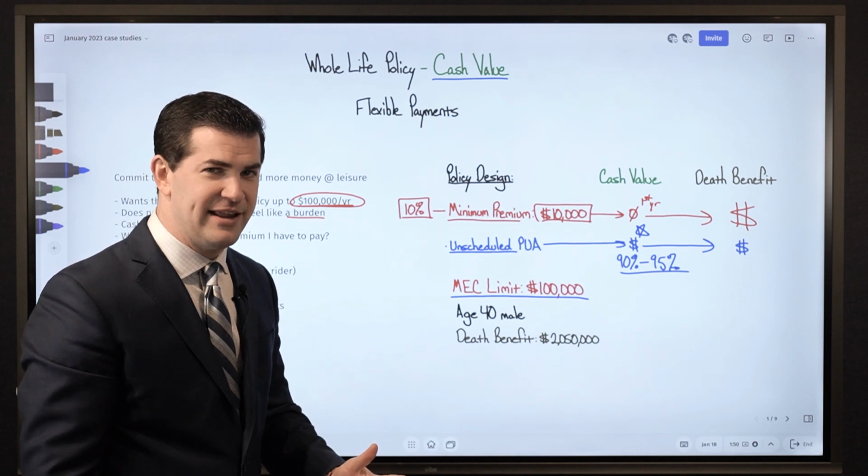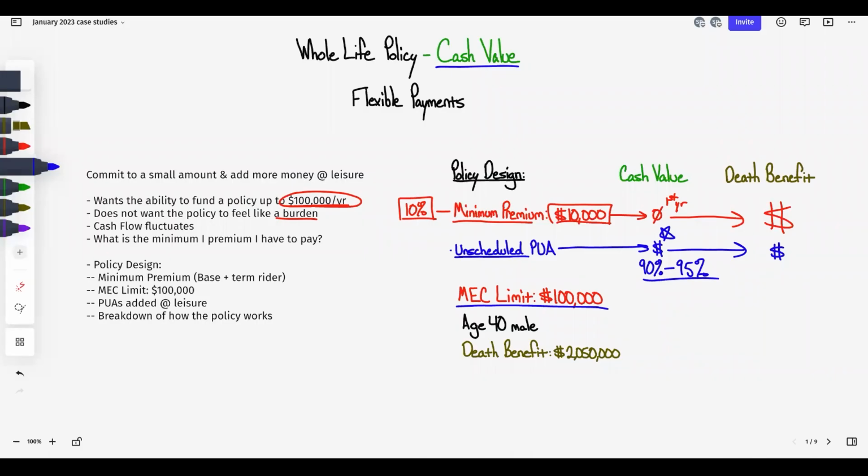How we prevent a modified endowment contract from occurring is by setting the policy up with the needed MEC limit. So if I want the ability to pay in up to $100,000 per year, I want a MEC limit of at least $100,000. We can set that MEC limit wherever we want. What you'll find is that it has a direct relationship to an individual's age and total death benefit on the life insurance product. So we've got a 40-year-old male in this particular case, and with the company and product we selected, we need a death benefit of just over $2 million to accommodate that $100,000 MEC limit.